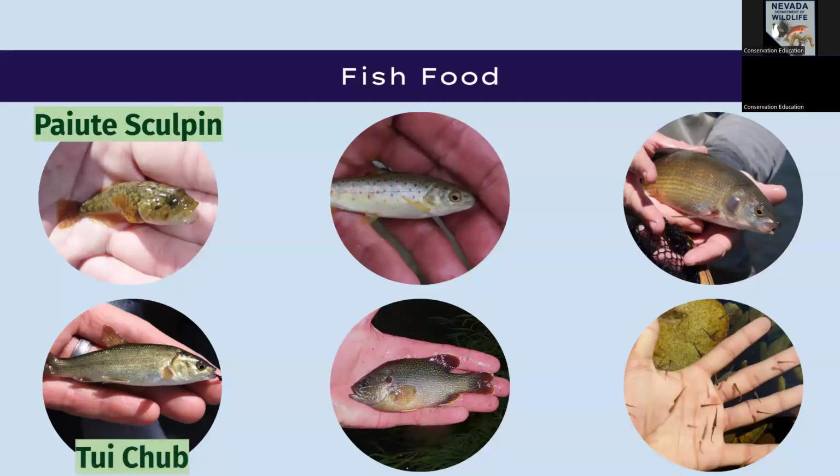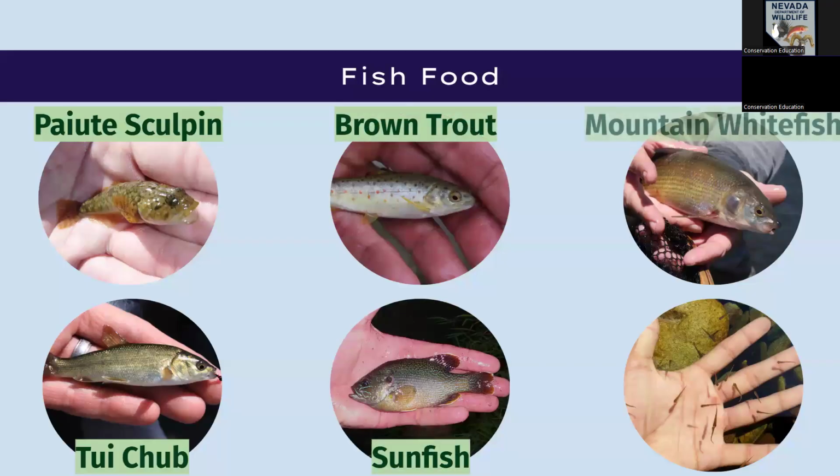Then we have our tui chub, our brown trout, our sunfish, the mountain whitefish, and this one may be kind of a shock, but yeah, like someone just said, the rainbow trout. So if you guys are looking at your own trout, they are really, really small and they can get a lot bigger. But since they're on this slide of fish food, trout will eat other trout. Since they are smaller, they will eat anything they can get their mouth on. So trout are not excluded from the fish food that bigger trout may eat.